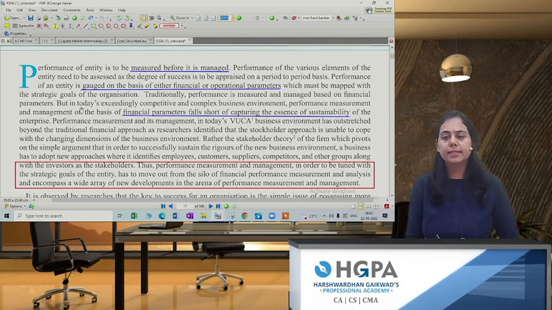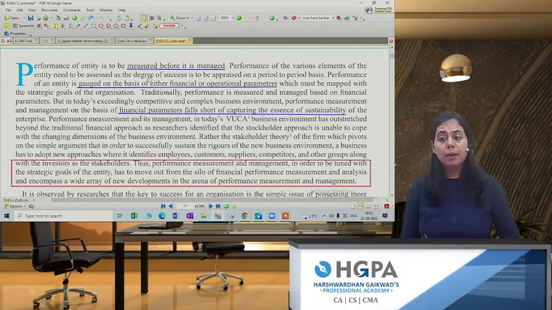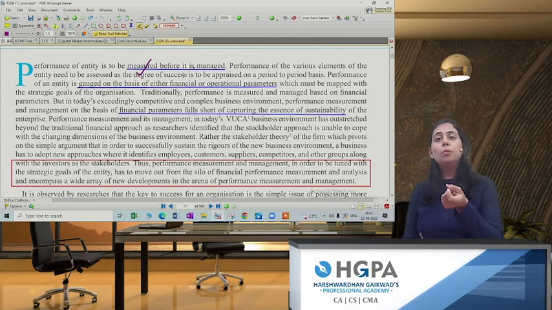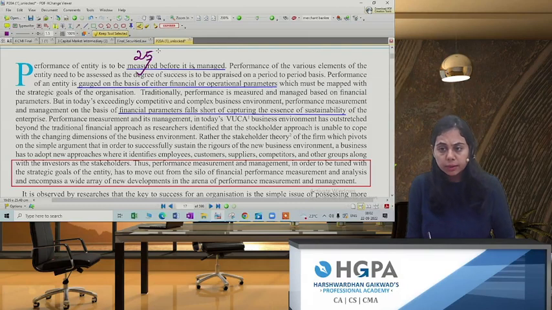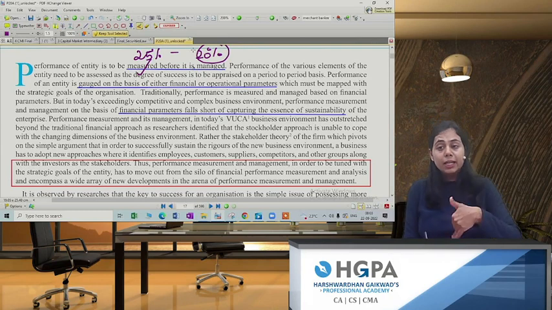Okay, let's start. Performance of an entity is measured before it is being managed. If you want to manage something, you need to know that our profit target was 25%, but currently I'm working at 20%. So first you measure that I have achieved 5% less, and then you will start managing this performance.